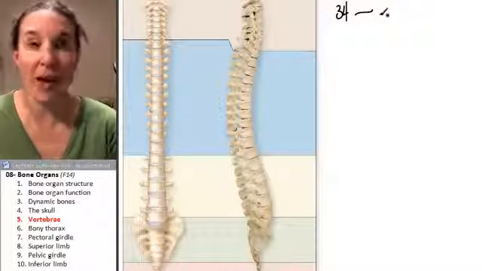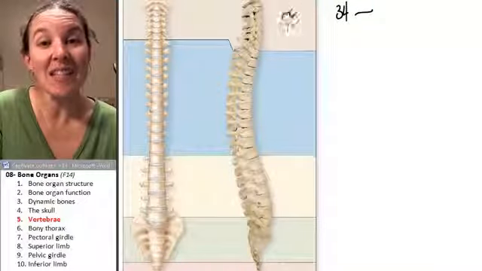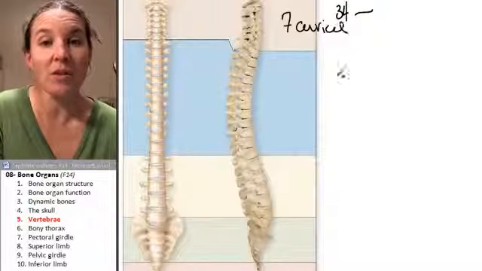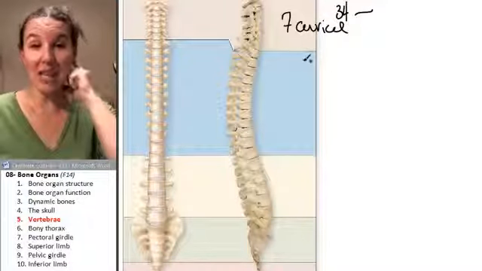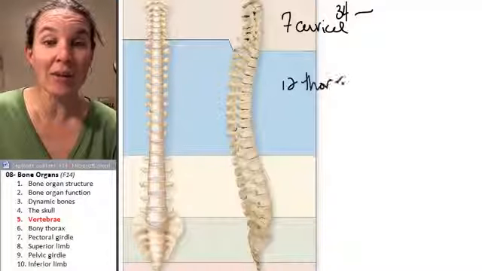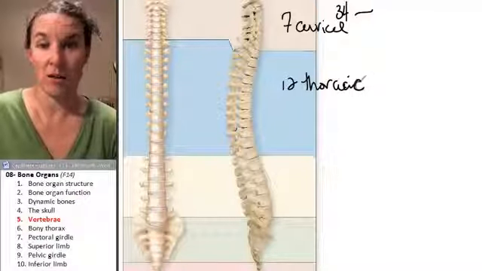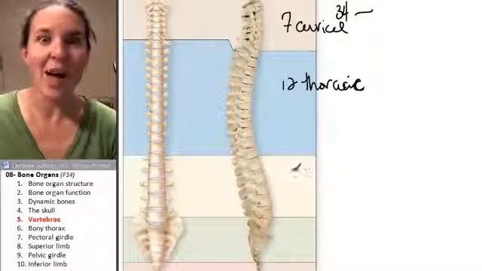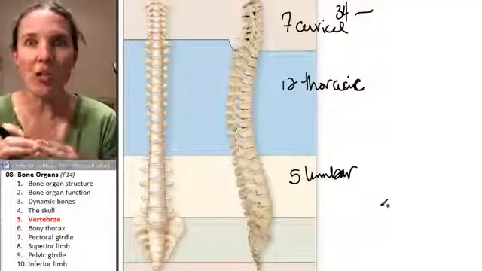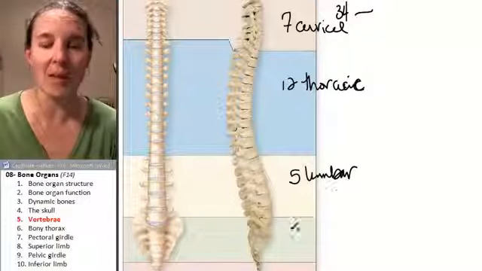I'll show you where we have the variability. You have 7 cervical vertebrae. Cervical, and these are closest to the neck. You have 12 thoracic vertebrae. Thoracic vertebra. You have 5 lumbar vertebrae. You actually will be able to tell the difference between your 3 different vertebra types.